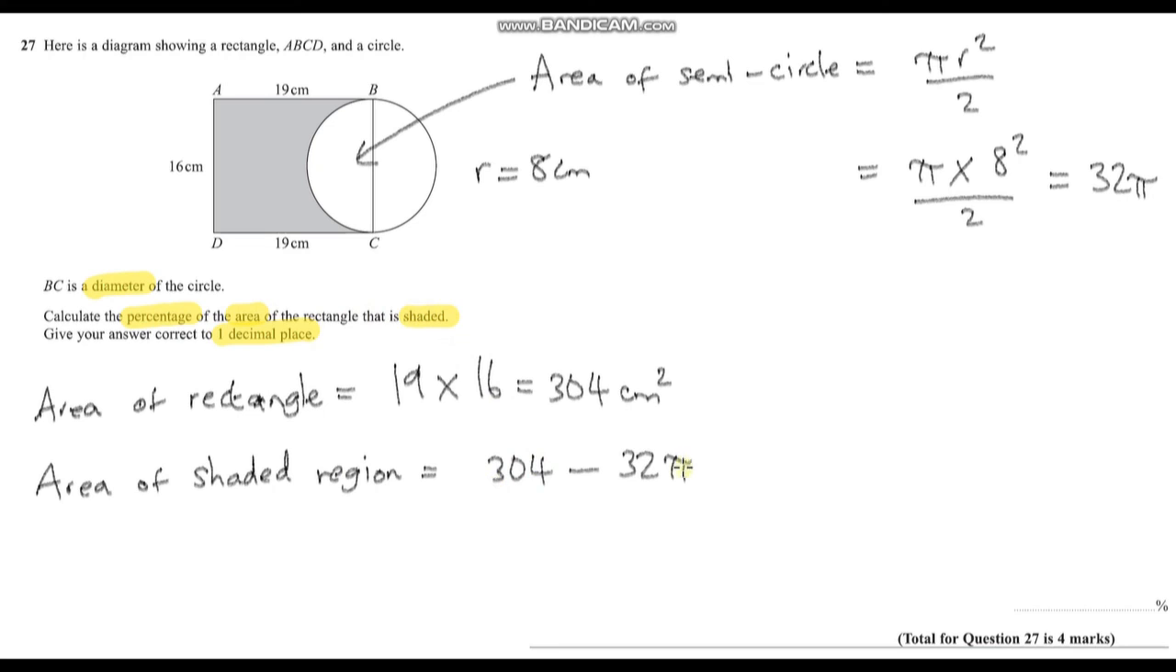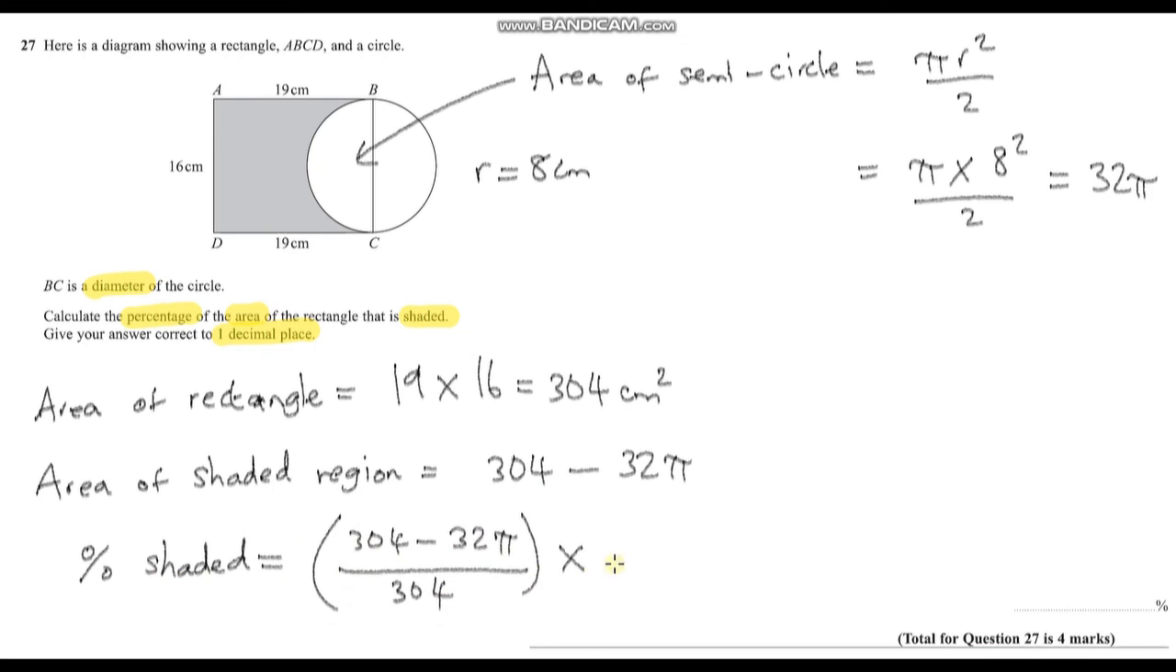So it's going to be this quantity out of this quantity. So this is the shaded region, this is the whole rectangle. So the percentage shaded is going to be 304 minus 32 pi out of the whole rectangle, which is 304. Now this is as a fraction. To convert it to a percentage, we just need to multiply that by 100. So I'm going to put all of that into the calculator. So 304 minus 32 pi divided by 304 times 100, and we get 66.93%.